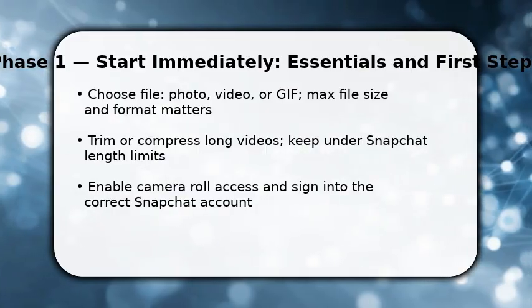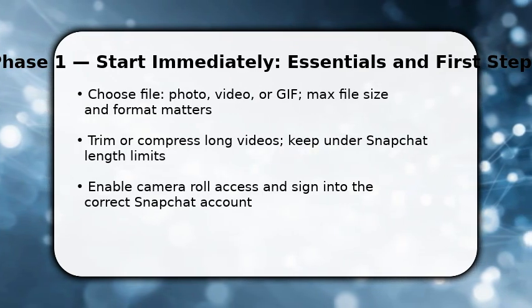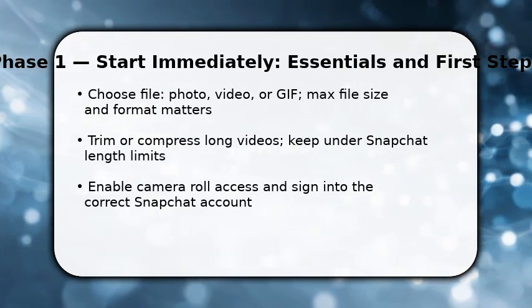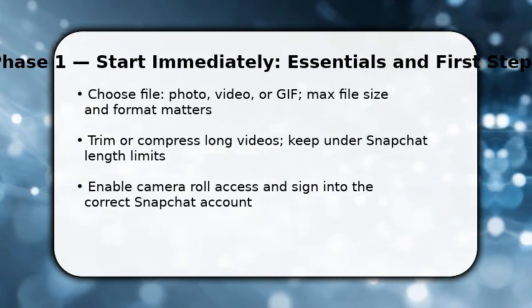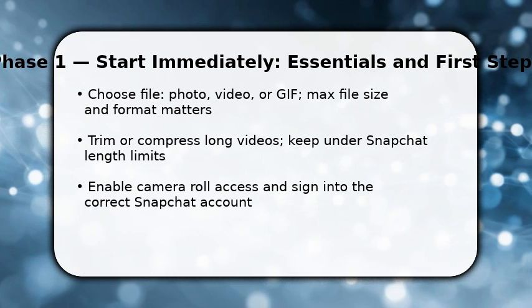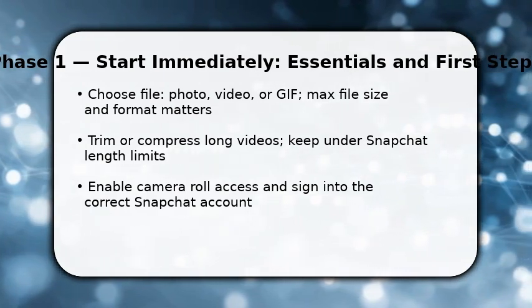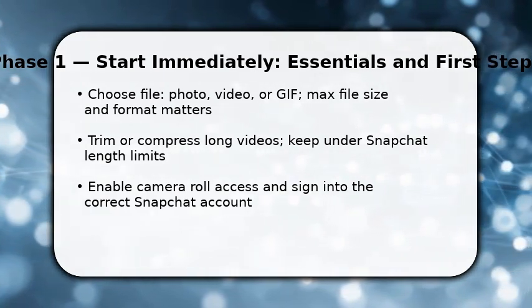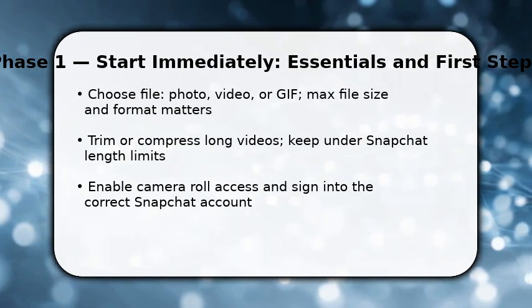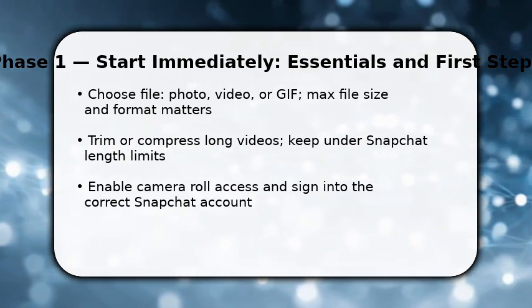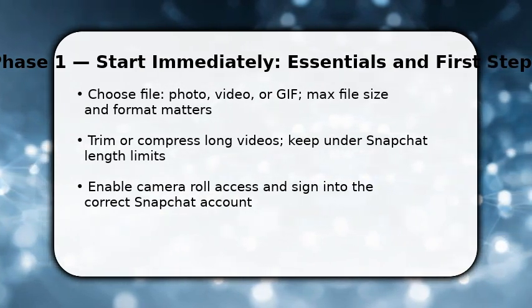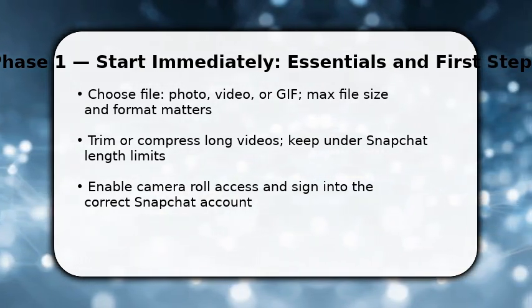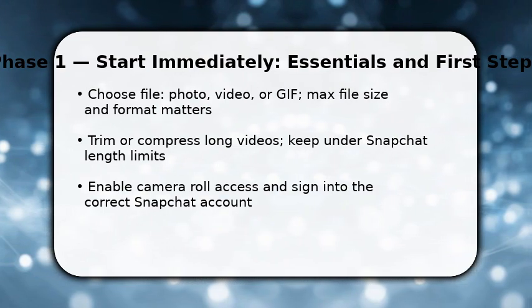You start by choosing the media you want to upload and confirming format and size requirements. This prevents rejections. Make sure you trim or compress long videos to Snapchat's length limits so uploads don't stall. Once done, grant Snapchat access to your camera roll and verify you're signed into the intended account. This avoids posting to the wrong profile. Preparing files and permissions first speeds the process and reduces errors before the actual upload begins.